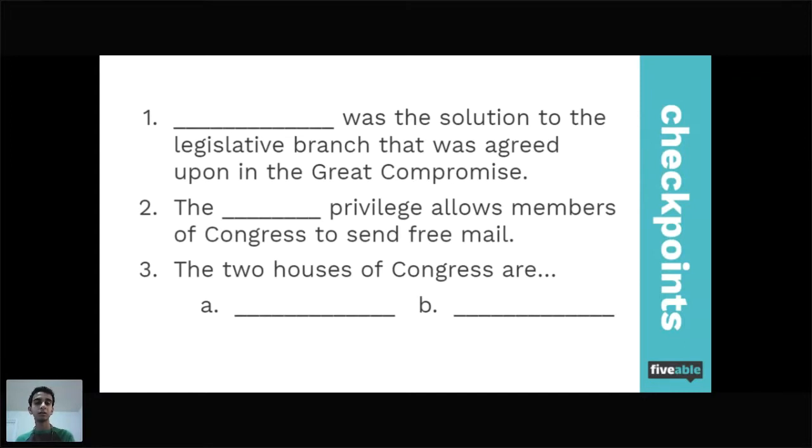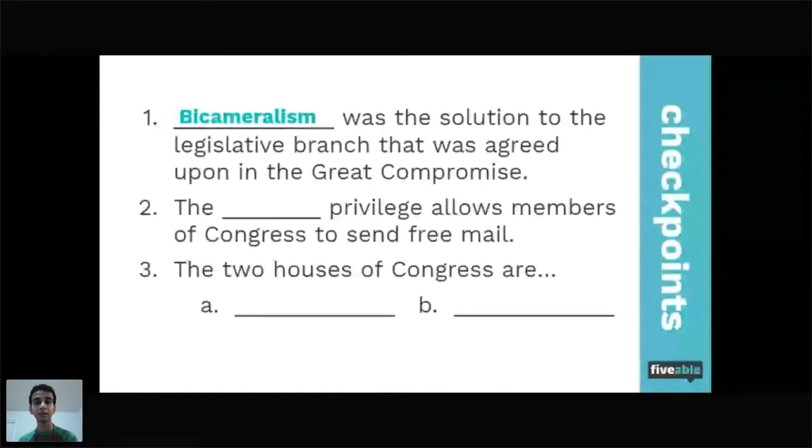All right, so yes, the House and the Senate. The term for that, like we said, is bicameralism. So the House and the Senate was a solution to the legislative branch that was agreed upon in the Great Compromise, and one of the key concepts, basically split into 2, is bicameralism. Okay, the second one, what privilege allows members of Congress to send free mail? Right, franking privilege. So again, this is important, especially on the AP exam multiple choice questions. And we already went through that the 2 houses of Congress are the House of Representatives and the Senate.